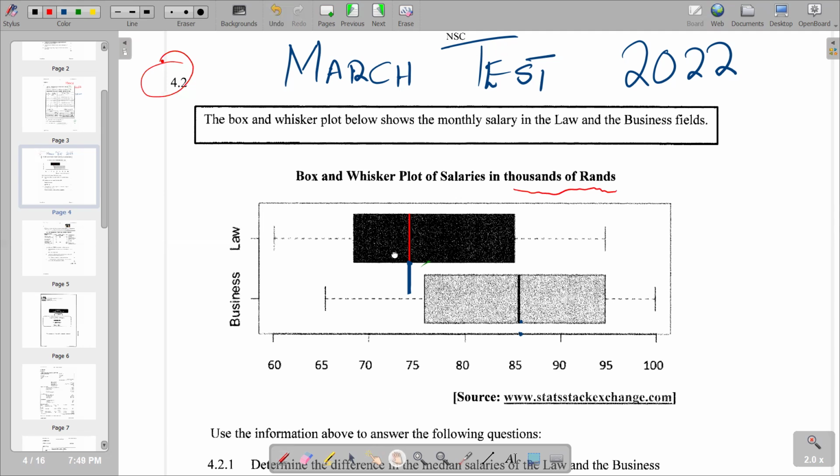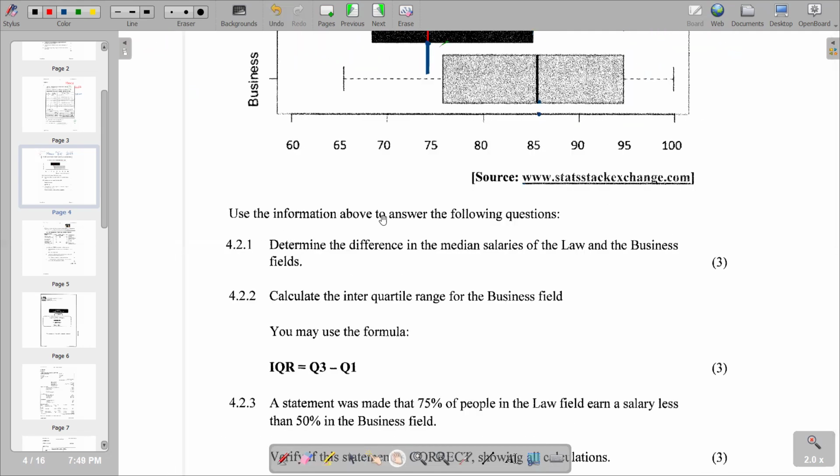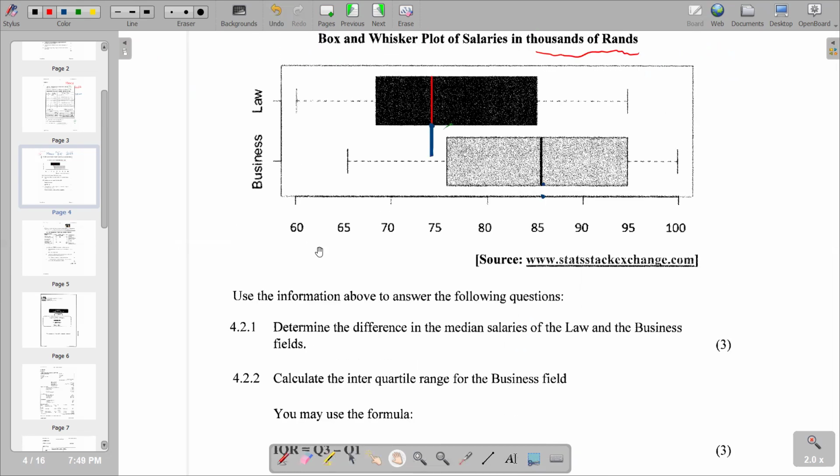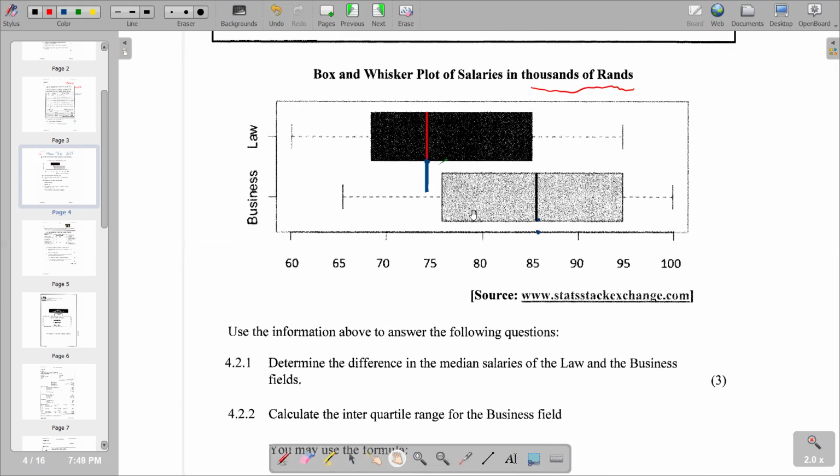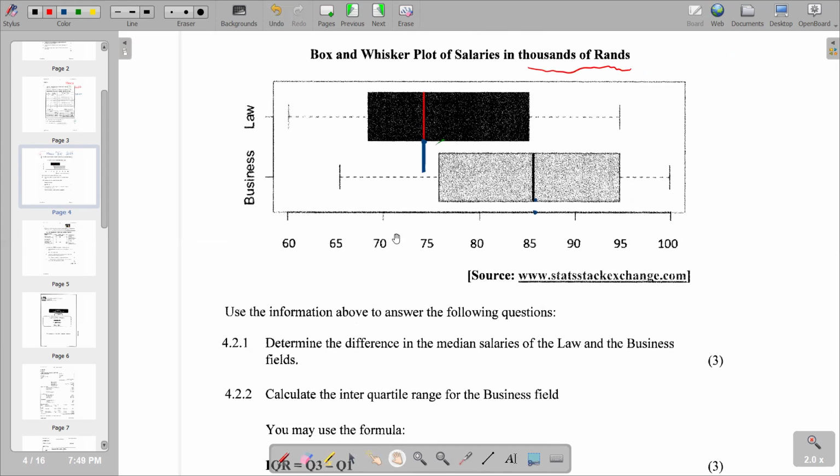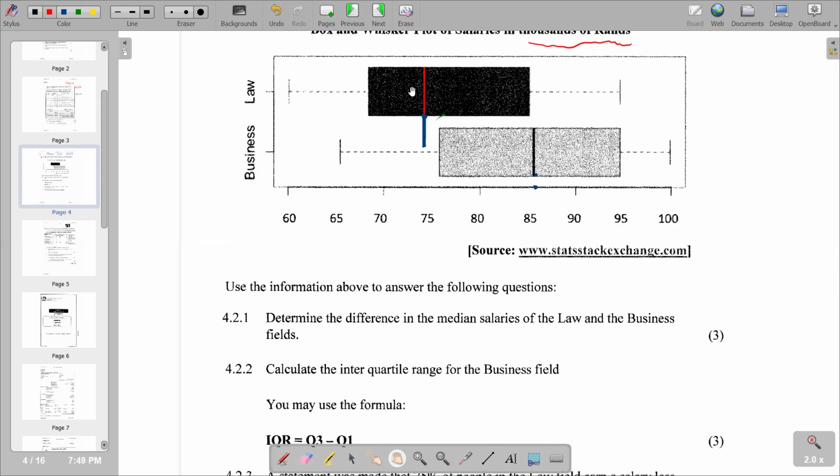So I believe with the box and whisker plot, we are given questions whereby please use the information above to answer the following questions. 4.2.1: determine the difference in the median salaries of the law and the business fields. So we have got the law and we also have got the business. In terms of the difference between the medians, we can just refer to our box and whisker plot.